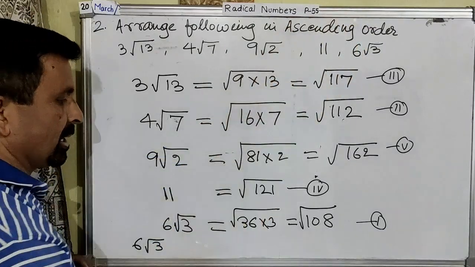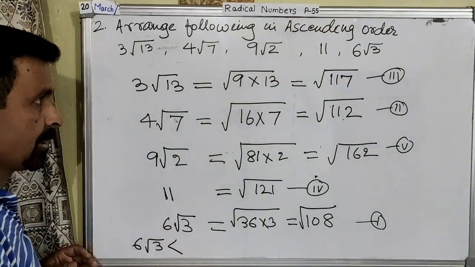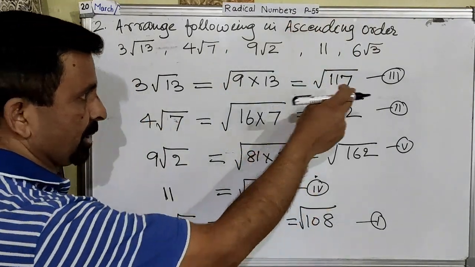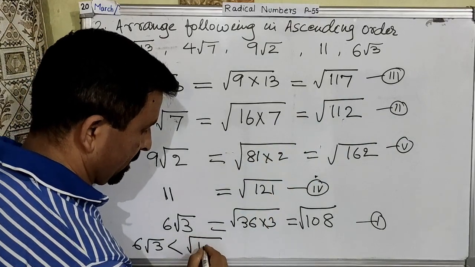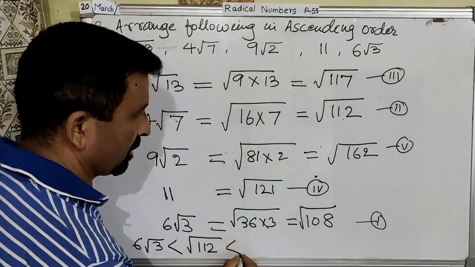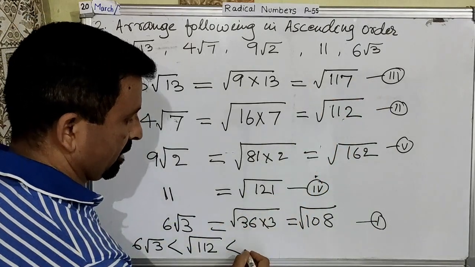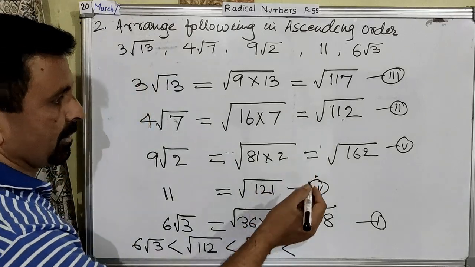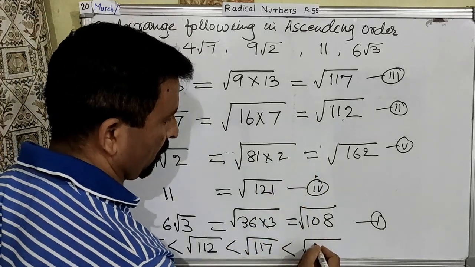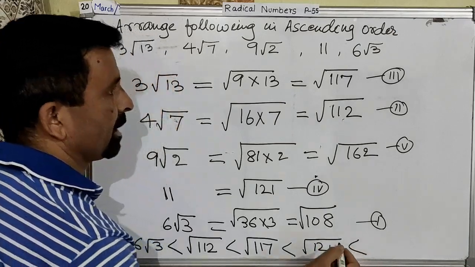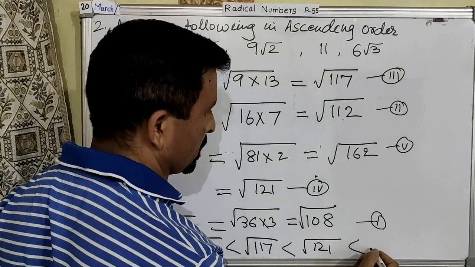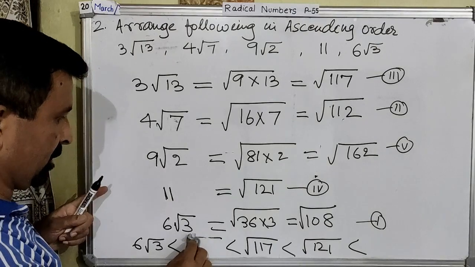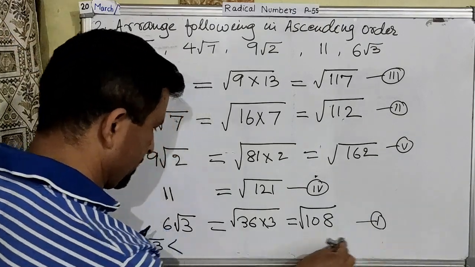When you are arranging in ascending order, you will use the less than sign. Please remember that. Now number 2 is root over 112. Next, the third one is root 117. Then less than. Next, number 4 is root 121. And then the last one we have is root 162. Sorry, this we are writing in terms of this, no? So again I will correct.